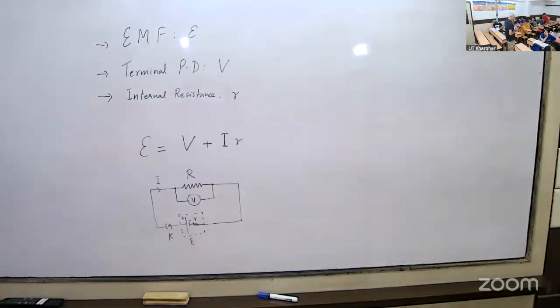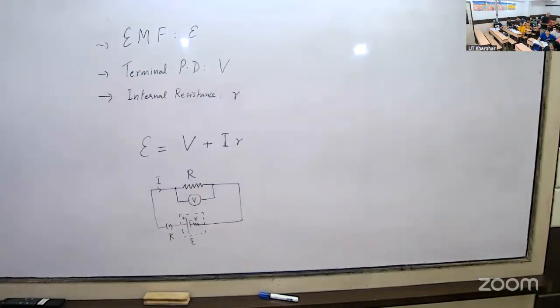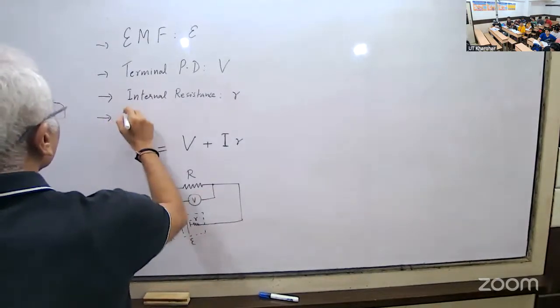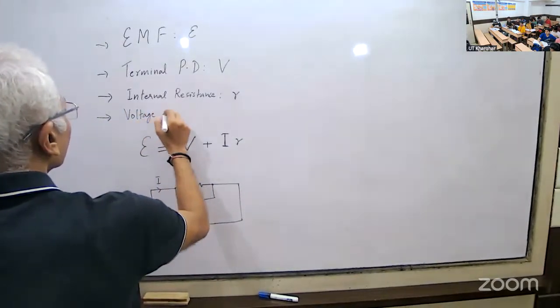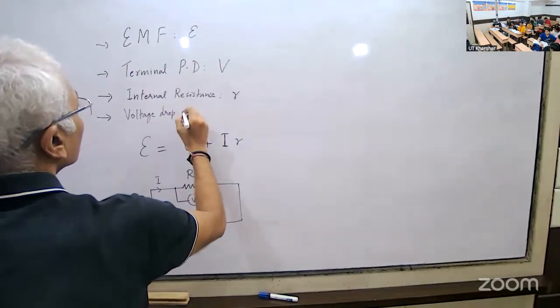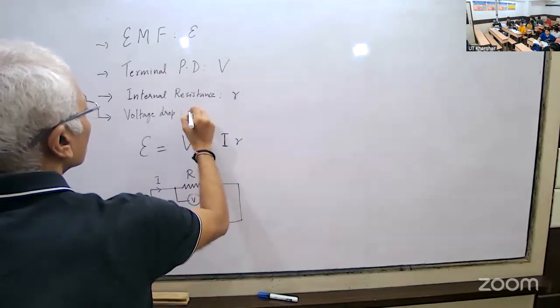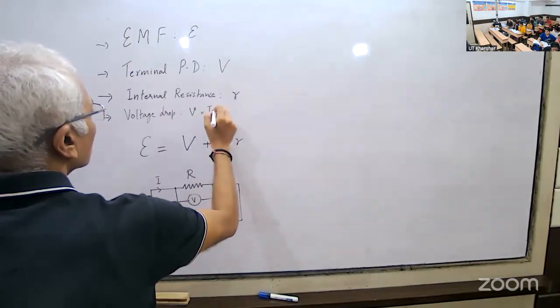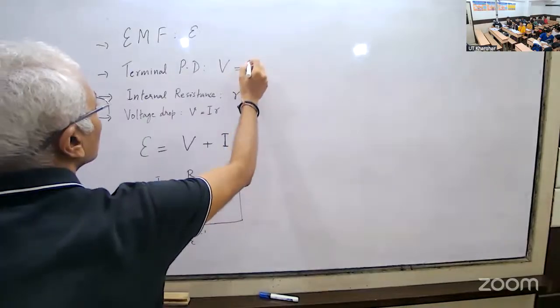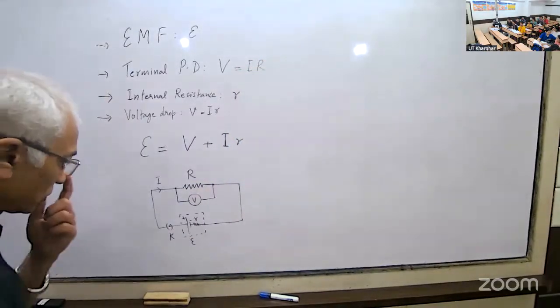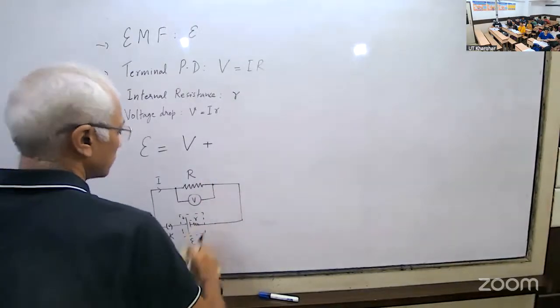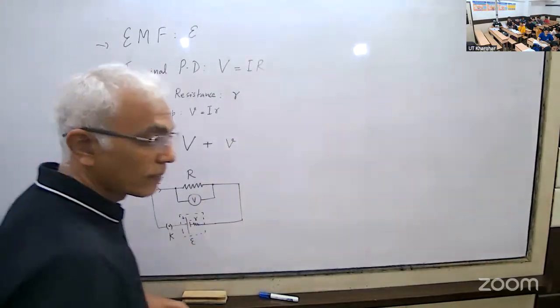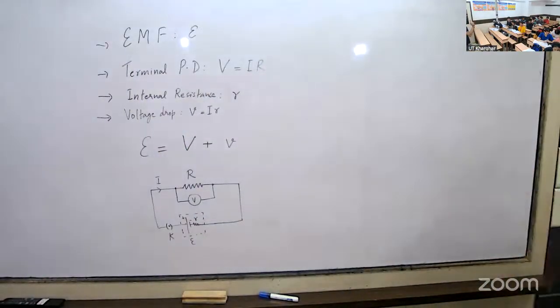All of you have understood what is the difference between EMF, terminal potential difference, and voltage drop. There is also something called voltage drop. This is what it is.